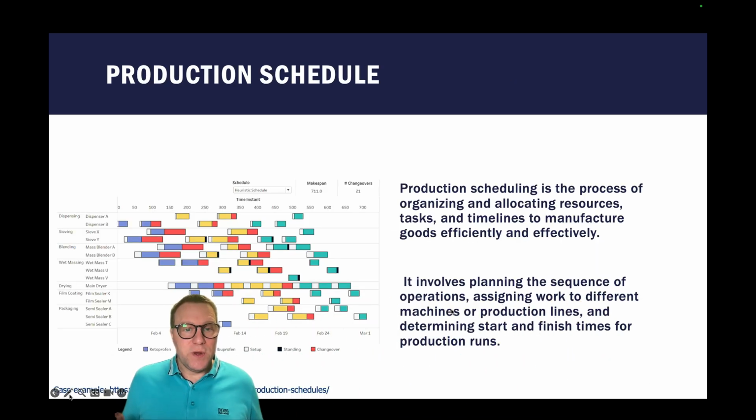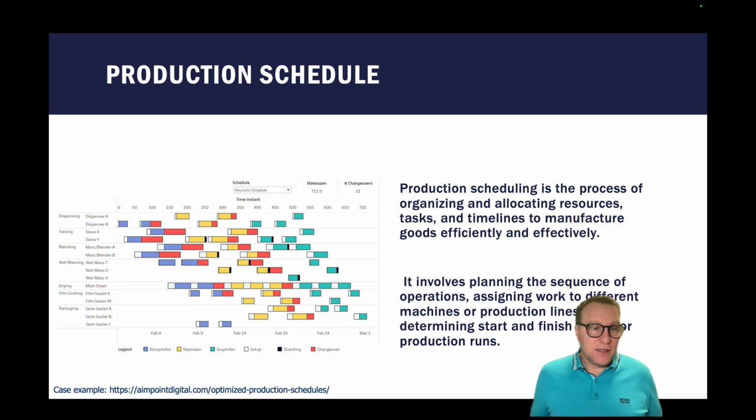So here we can see a typical production schedule. On the left side, you see maybe different production stages. So this is here in the case example of the link which is provided here. So they have dispensing, blending, drying, coating, packaging. So that would be a typical assembly line, I think, for pharma or a process industry.